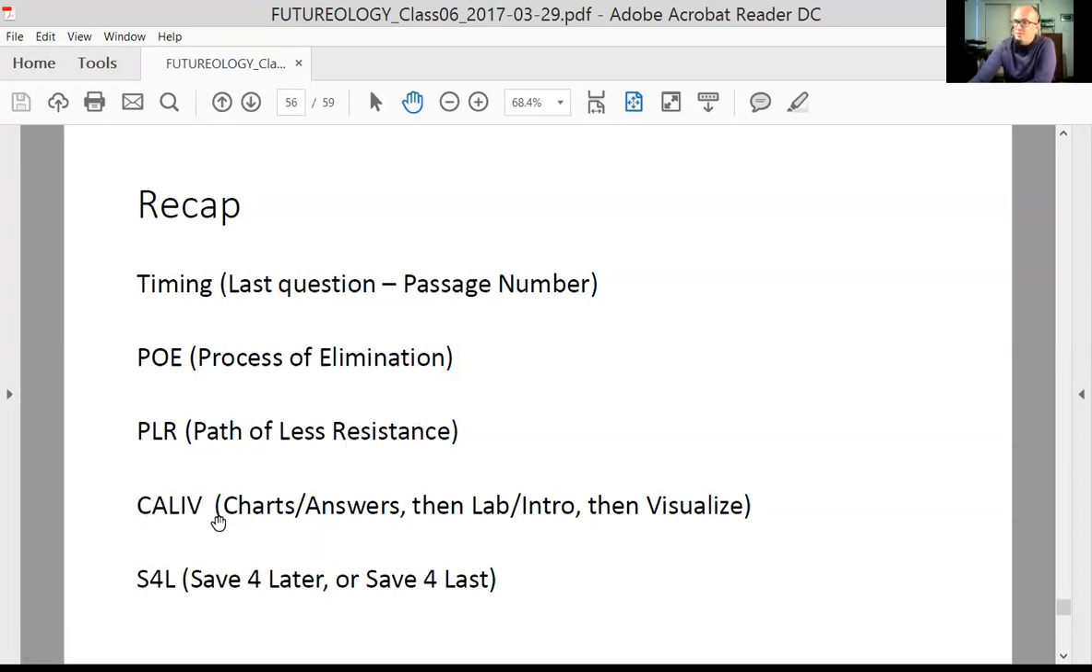Also Cali-V, which we've talked about, which is your order of operations for how to go through questions. First look at the questions, first look at the charts and answers, especially for questions that have numbers in the answers. Then take a look at the lab and the intro if you get stuck and try to figure out that key term. For example, the key term that was useful in one question was the word osmosis.